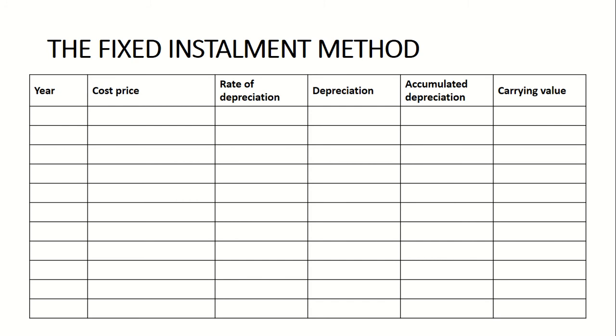Let's quickly calculate the depreciation of this asset using the fixed installment method. It was initially bought in the year 2000 at a cost price of 10,000. The depreciation rate will simply be 10%, and for us to get the depreciation, I will simply take the 10,000 rand and multiply it by 10%. Now 10,000 rand multiplied by 10% will simply give you an annual depreciation of 1,000.